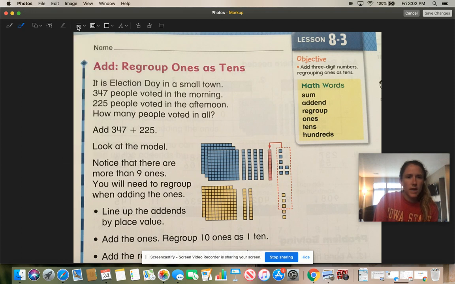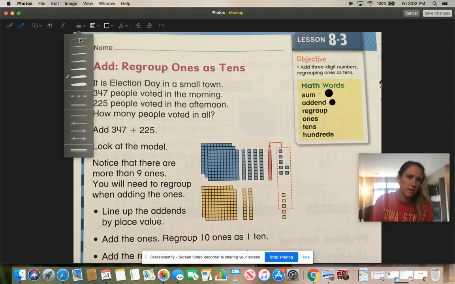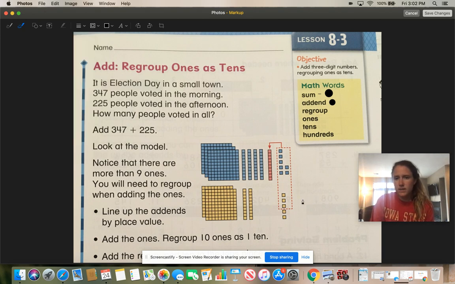So it says we have the word sum. We've talked about this a lot of days. Who can tell me what is the sum? The sum, correct, is the answer to an addition problem. An addend. Who can tell me what's an addend? Oh, I think I heard a voice. An addend is one of the numbers you add together to get the sum.